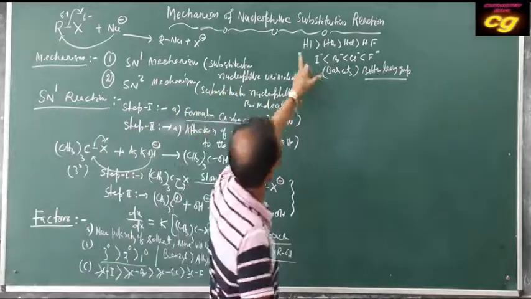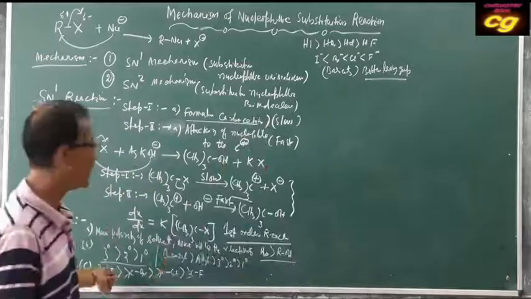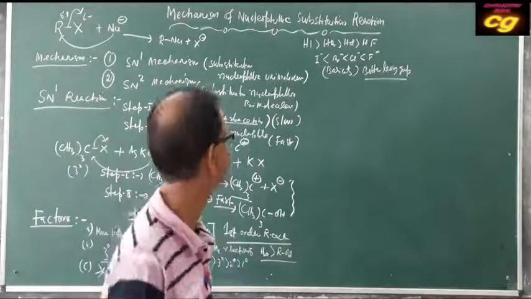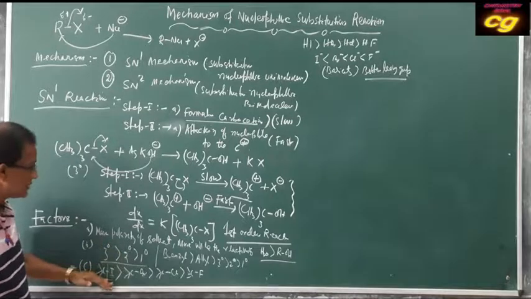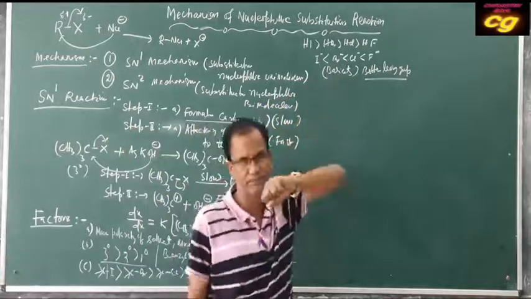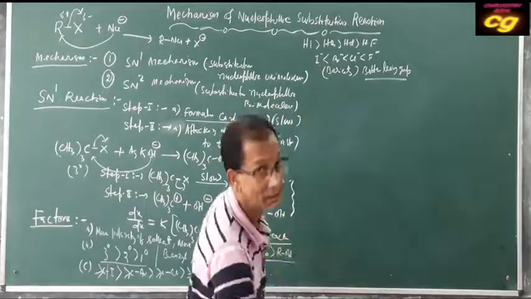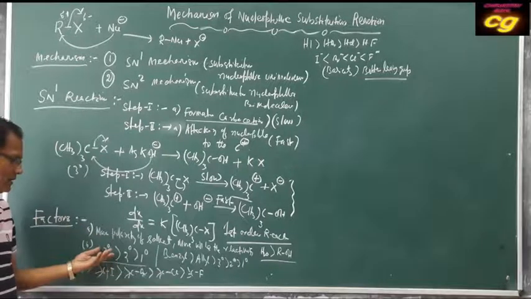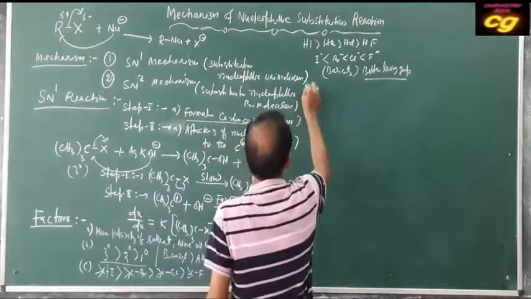So the weaker the basicity, the better the leaving group. That's why iodine attached to carbon is a better leaving group than Br, then Cl, then F. This is the order. So this is regarding the nature of the leaving group. If the leaving group is a weaker base, then the reactivity will be more. This is an important concept we have to know: polarity, then nature of haloalkane, then nature of leaving group. Then another thing is the nature of nucleophile also. You can see the nature of nucleophile.